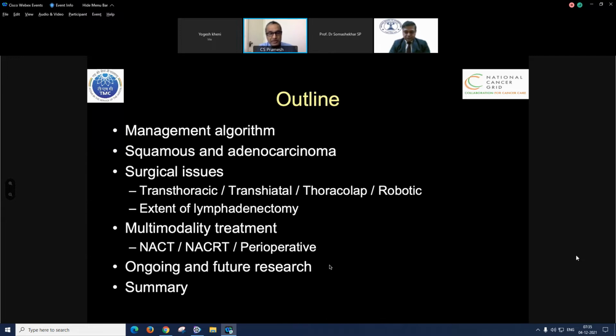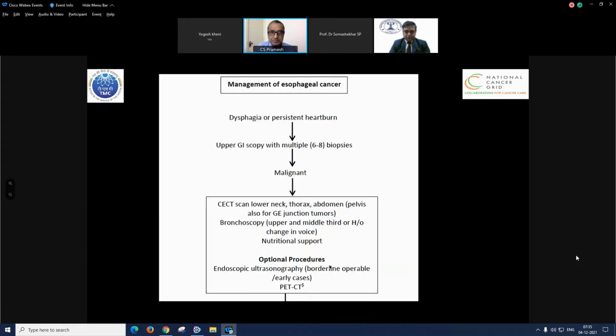But as surgeons, we cannot ignore the impact that multimodality treatment has. So it is extremely important that we are part of a multidisciplinary team when it comes to making treatment decisions for esophageal cancer. And I'll go through some of those issues. And I'll very briefly summarize ongoing and future research, and we will have a summary at the end of it.